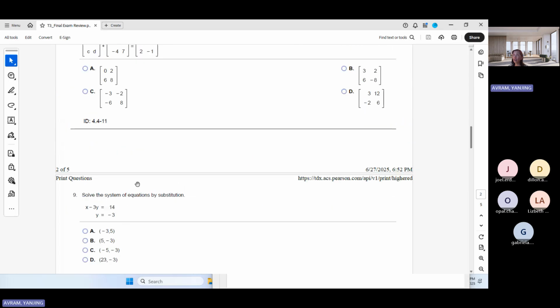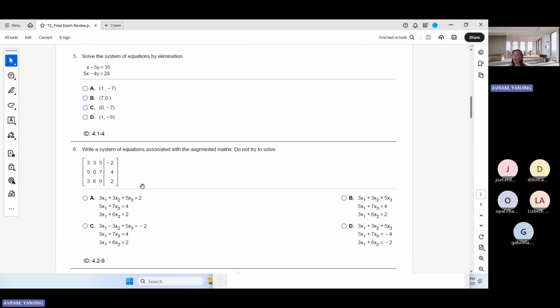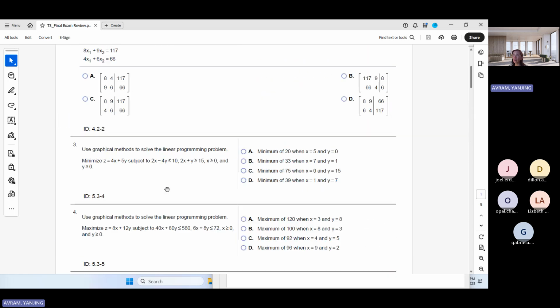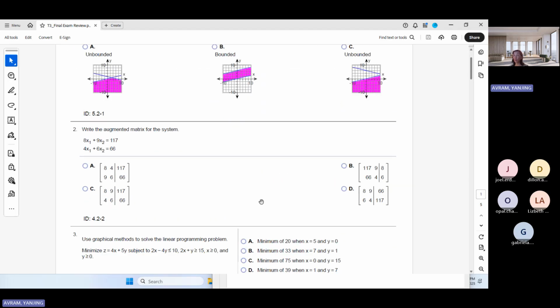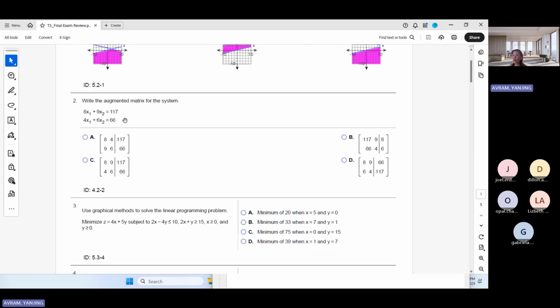Okay, so those are the 4.1. The reason I want to go through this in order is because it is easier for you to read when you're doing the review, right? When you do the test, of course, you have chapter 4 and 5 together, so it doesn't matter which order. All right, let's look at the 4.2, okay?